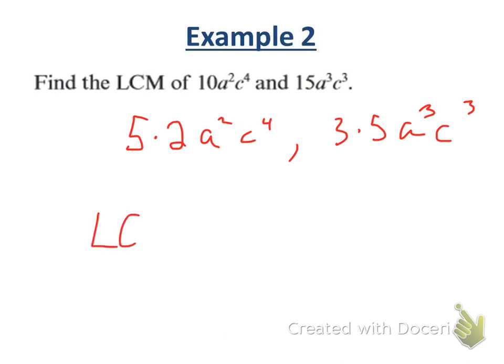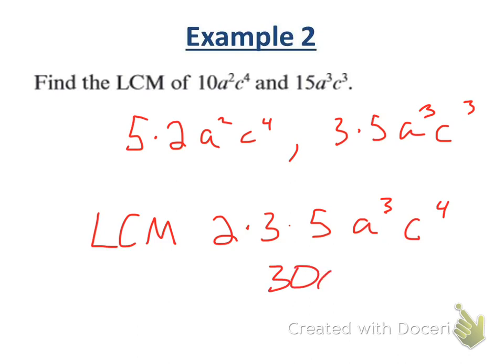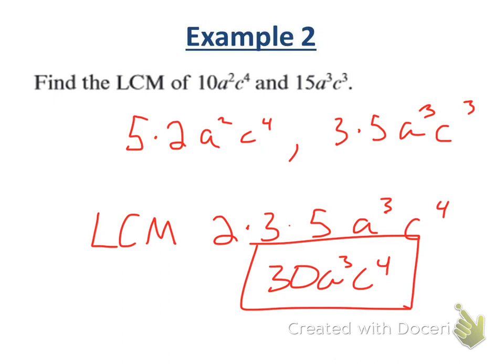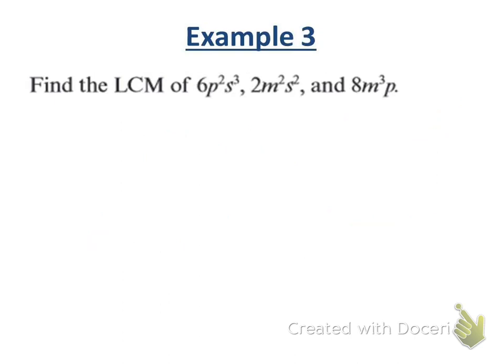So my LCM is going to have, let's just do 2, 3, 5. 2's only used once, 3's only used once, 5's only used once in our terms, right? A to the third, c to the fourth. So 6 times 5 is 30, a cubed, c to the fourth is our LCM. Good? All right, it gets a little more complicated, but not much. Try this one on your own, see what you come up with.